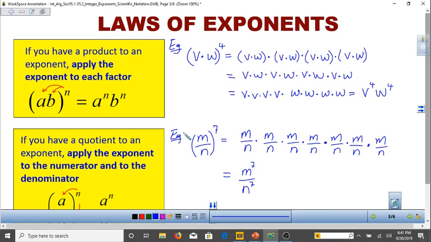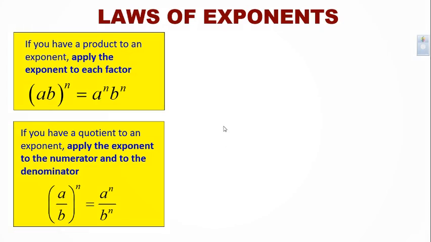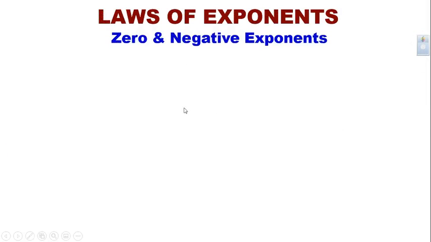A couple more rules we want to know. What if the exponent is 0? What does that mean? And what if we have a negative exponent? So let's take a look at this first one here.